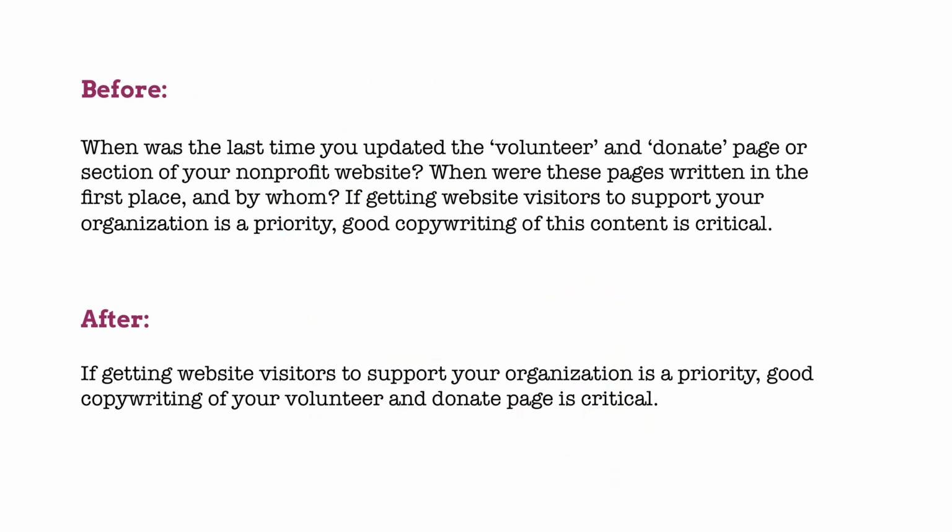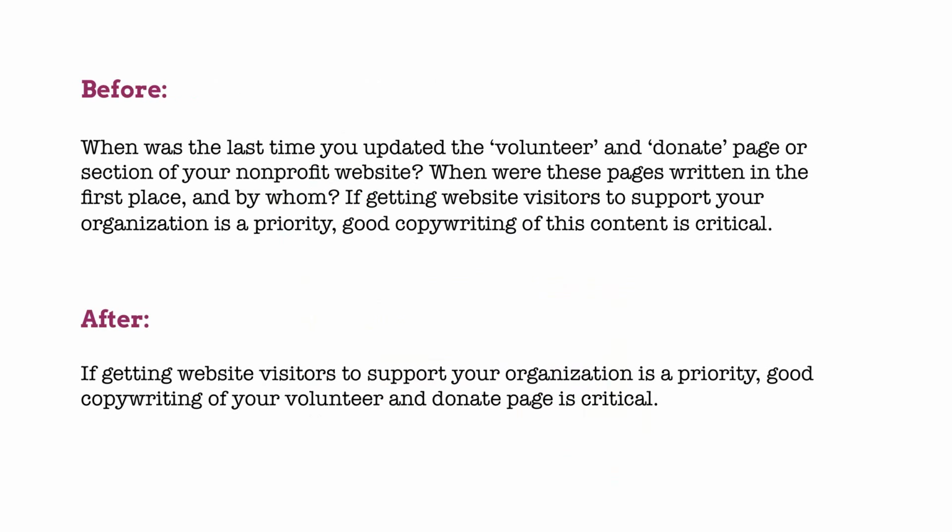So when I recently revised this paragraph, it's a one-sentence paragraph now, a one-sentence intro that reads, "If getting website visitors to support your organization is a priority, good copywriting of your volunteer and donate page is critical." I'm going to mention this again later, but I realized I really hadn't optimized this page for a particular search term, and it's "donate page" that I'm using now. So I took the quotes away from donate so that it would be more easily indexed by search engines.